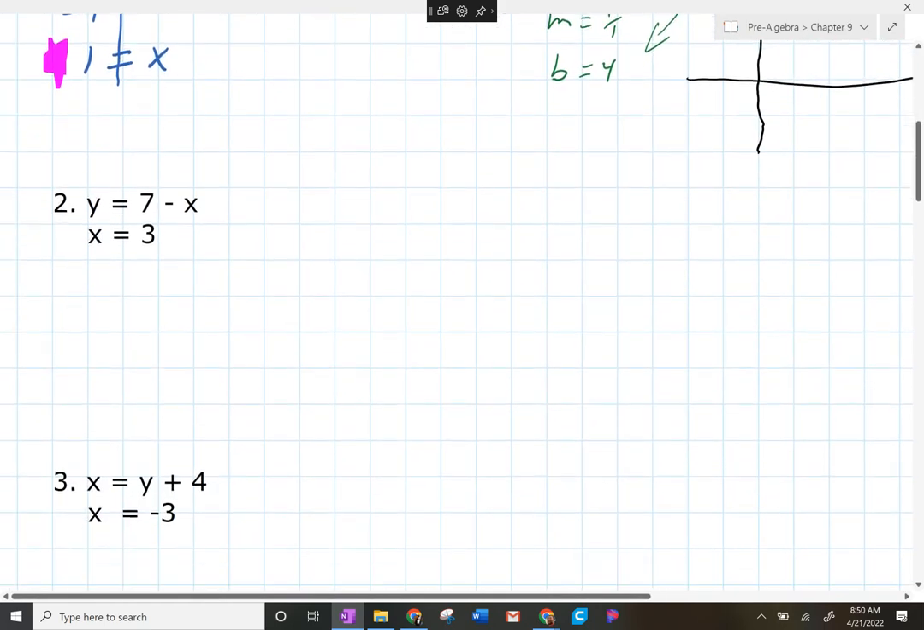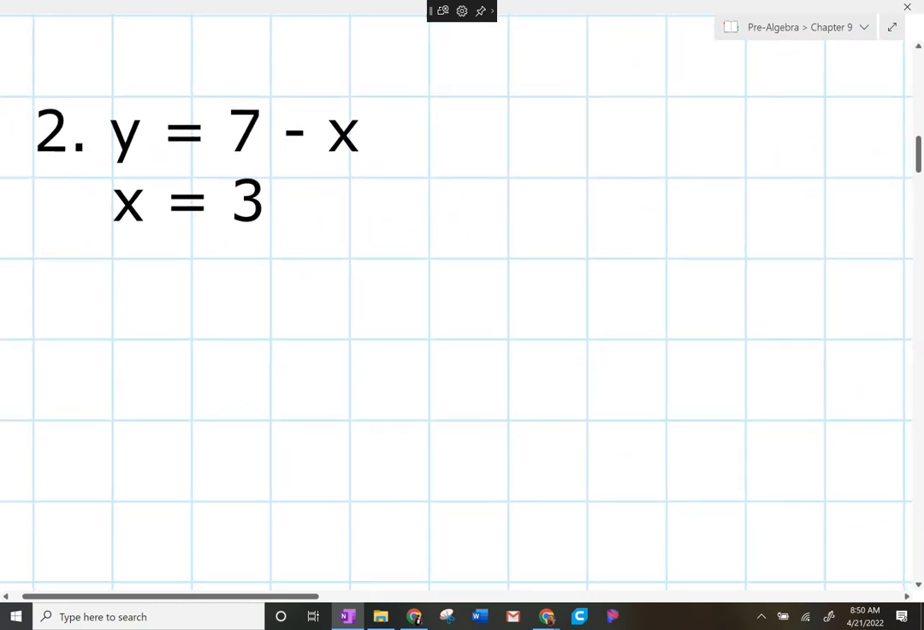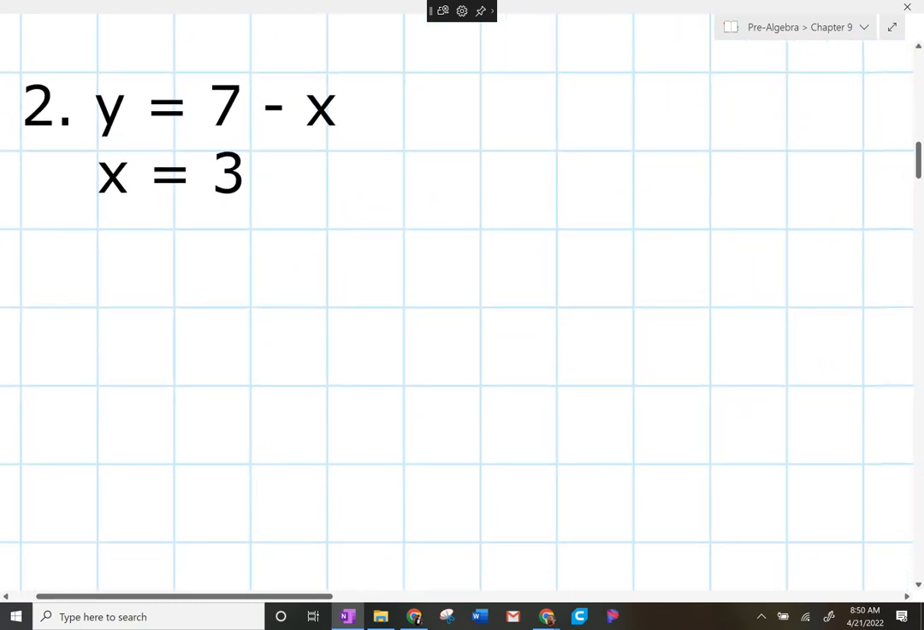And I shall zoom in. All right, so I've got y equals 7 minus x, and then I have x equals 3. So those are the two equations I have to work with. We're going to substitute. So looking at those two equations, which one do you think will be easier to substitute into the other one?